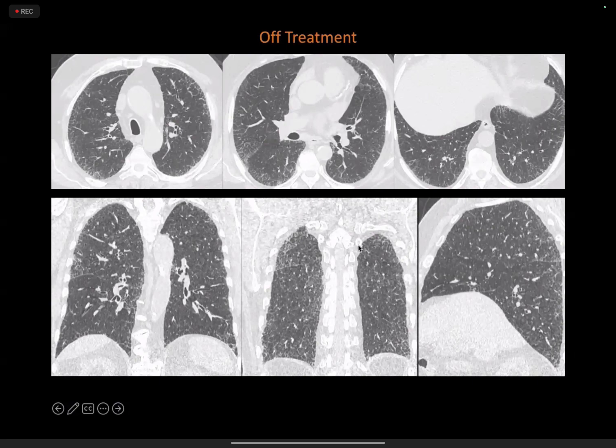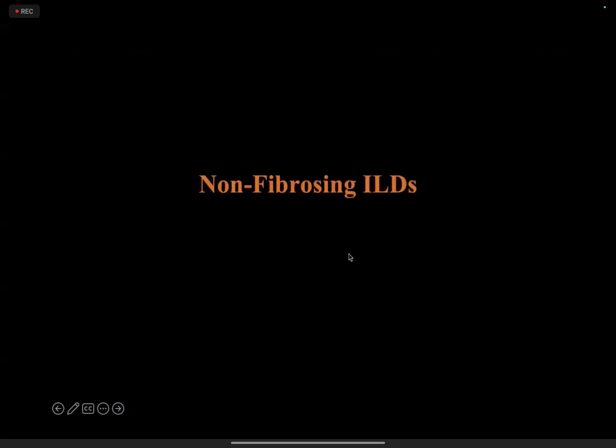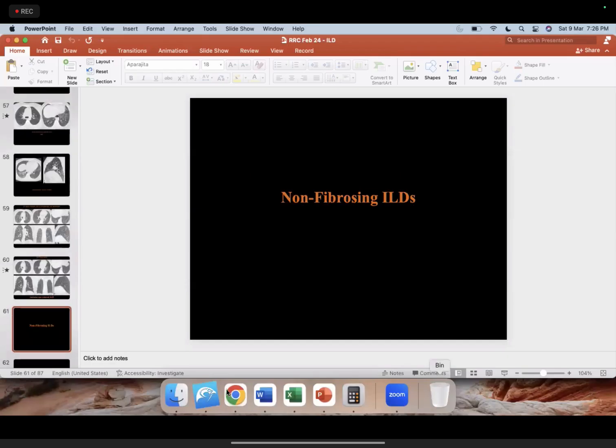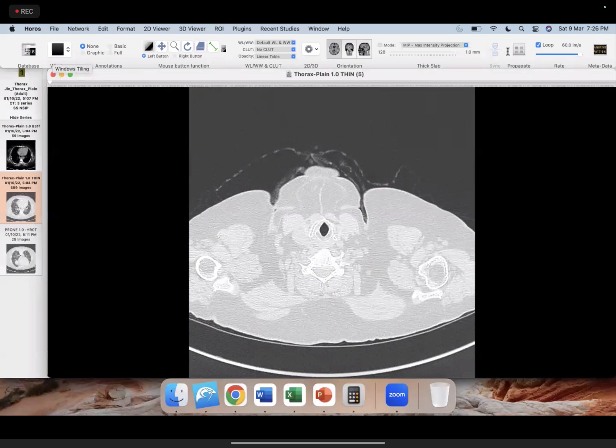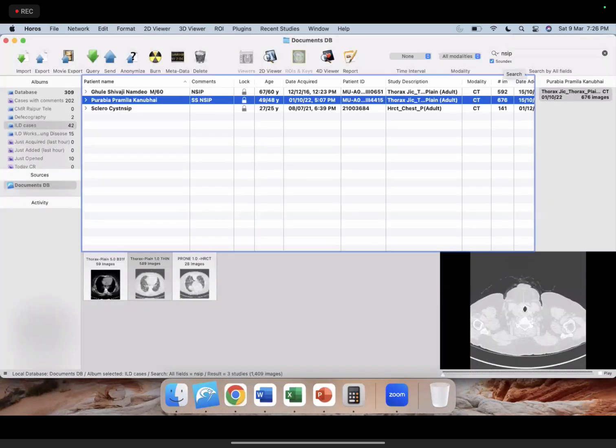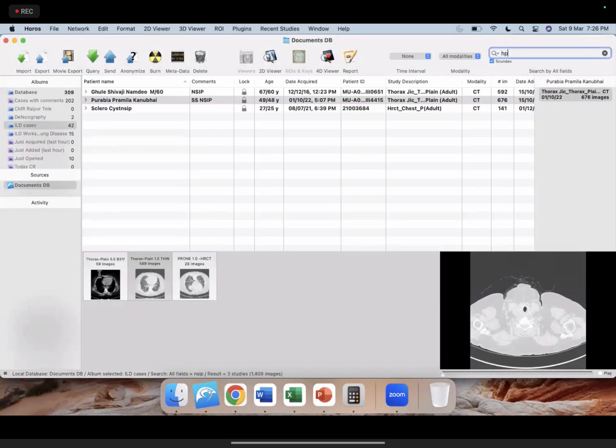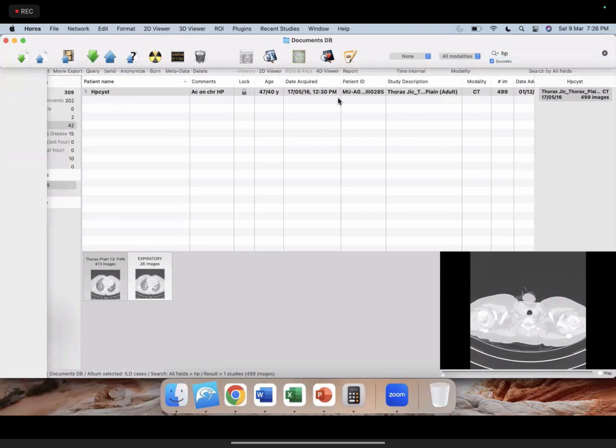So this is the 2 months follow-up after stopping amiodarone. You can see the lesions are already regressing. So now we can start looking at the other cases. This was basically about the UIP pattern, the CTD-related ILD and the NSIP pattern. Now we can talk a little bit about the other ILDs also.